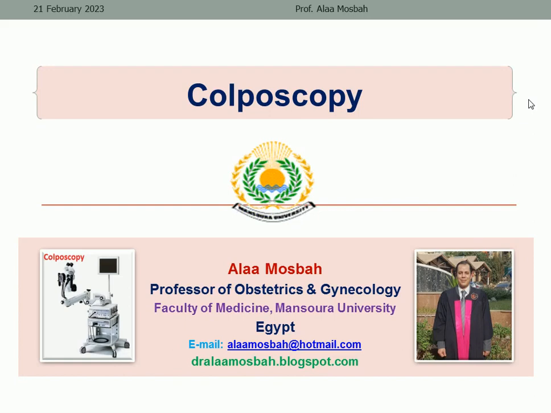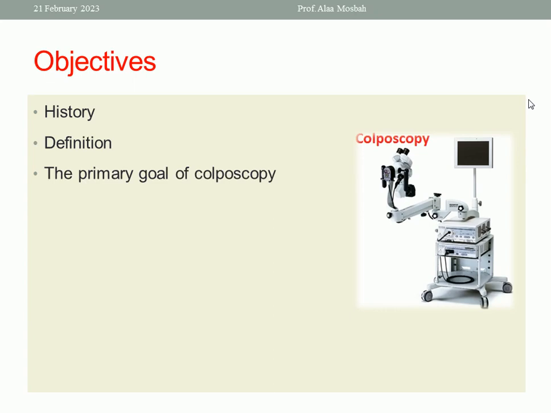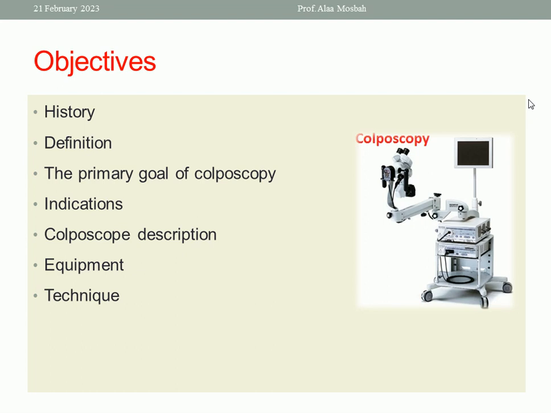The topic of our lecture today is colposcopy. So, what are the objectives? History of colposcopy. Definition of colposcopy. The primary goal of colposcopy. Indications for colposcopy. Description of the colposcope, what equipment is needed, technique, abnormal colposcopic findings, and lastly, data recording and the Swede score.